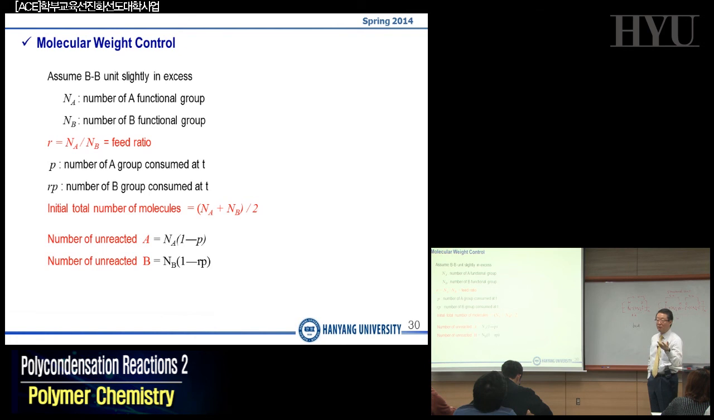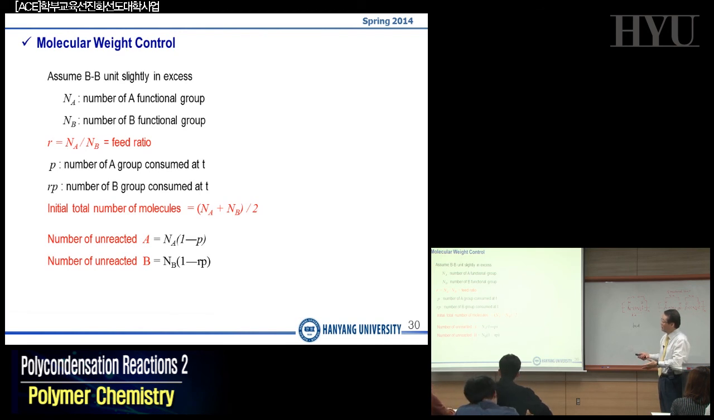Nb is the number of molecules of the monomer that contains B functional groups. So Na divided by Nb is just a simple feed ratio. We want to put this feed ratio into the Carothers equation, with functionality F, so it becomes a little generalized equation of Carothers. The feed ratio is R.